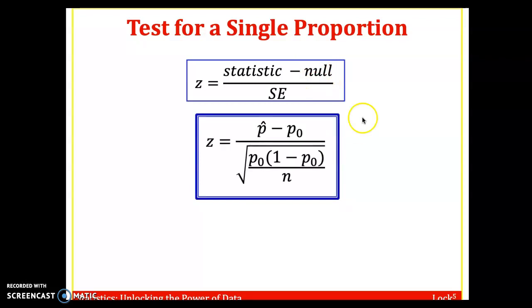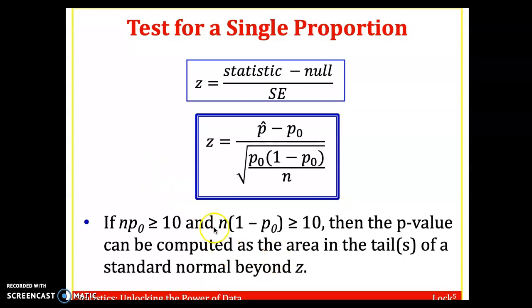We could fill that in now for chapter 6: the statistic p hat, the null, we're calling it p sub naught. And then that standard error is the square root of p, but we're going to use the null hypothesis, times 1 minus p over n. And just like we talked about a couple videos previous, we need to make sure that n times the null hypothesis and n times 1 minus the null hypothesis are both at least 10. If they're both at least 10, then we can use the normal distribution and z-scores.